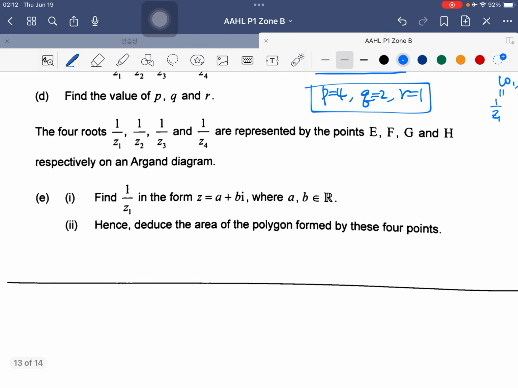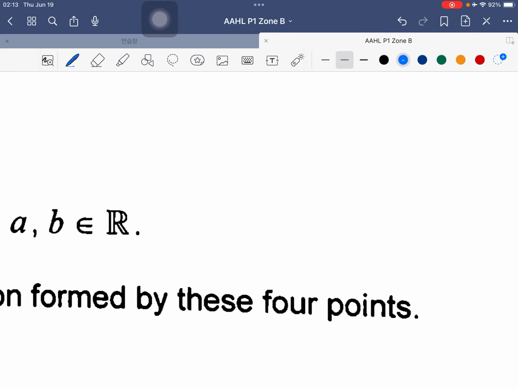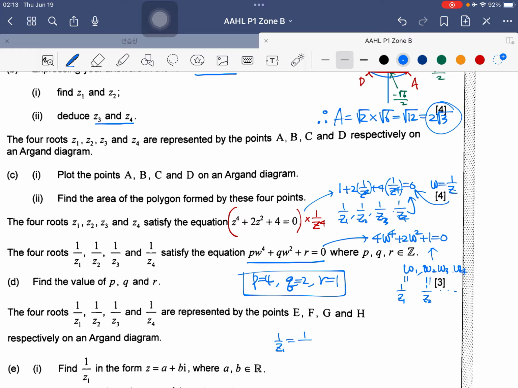The 4 roots 1 over z1, 1 over z2, 1 over z3, 1 over z4 are representative of points E, F, G, H, respectively on the Argand diagram. Find 1 over z1 in the form of a plus bi. So, okay, 1 over z1 is 1 over z1.